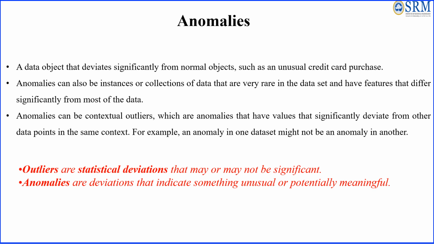Then anomalies. An anomaly is a data object that deviates significantly from normal objects, such as an unusual credit transaction. Outliers can be anomalies if there are some instances that are very rare in the data and have features that differ significantly from most of the data. Anomalies can be contextual outliers, which have values that deviate significantly from others. But the simple thing is, outliers are standard statistical deviations that may or may not be significant, whereas anomalies are deviations that indicate something unusual or potentially meaningful. That is the difference between outliers and anomalies.